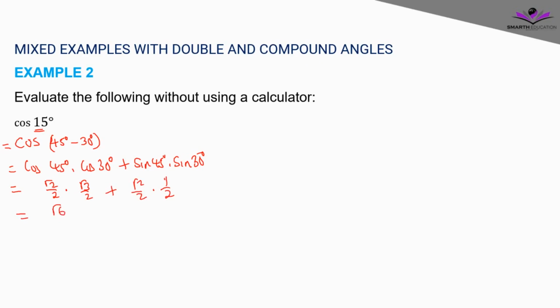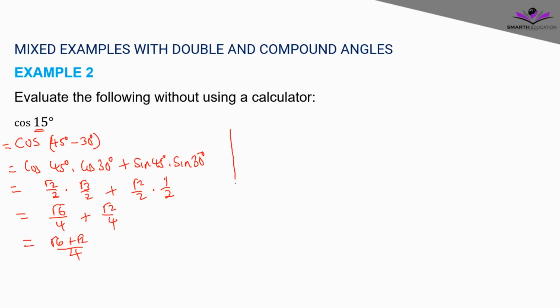Root 2 times root 3 is root 6. Then 2 times 2 is 4, plus root 2 over 4. Then this simplifies to root 6 plus root 2 over 4.